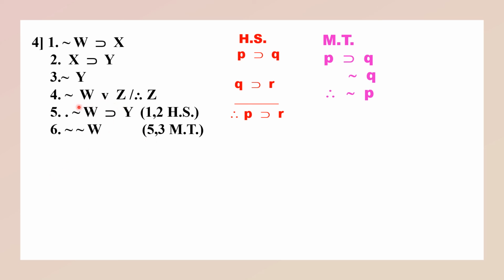Now you can see that you have got curl W. So here you can see it is a disjunctive proposition, fourth premise. We are having the negation of W as the first disjunct and the second as Z. So we are having the negation of the first disjunct in the sixth premise. So you will get this Z by DS rule. P wedge Q, not P, therefore Q. Not W wedge Z, not W, therefore Z. 4 and 6 DS. Thus we have established the validity of this argument also.